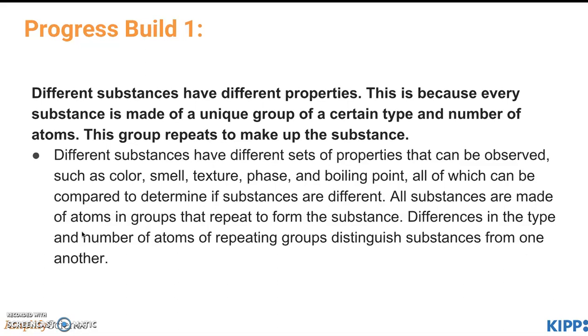Progress Build 1: Different substances have different properties. This is because every substance is made of a unique group of a certain type and number of atoms. This group repeats to make up the substance.